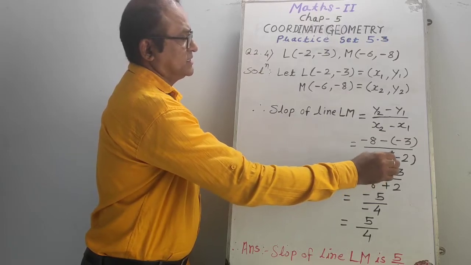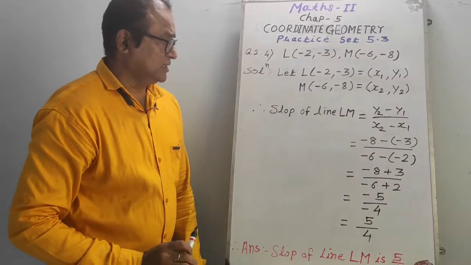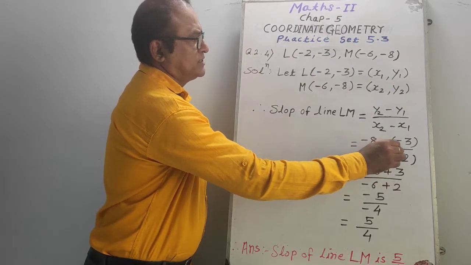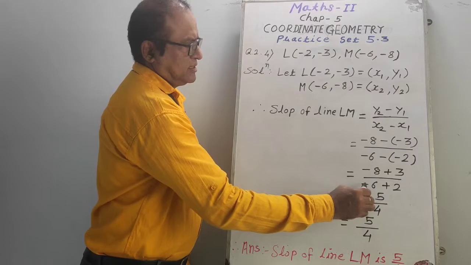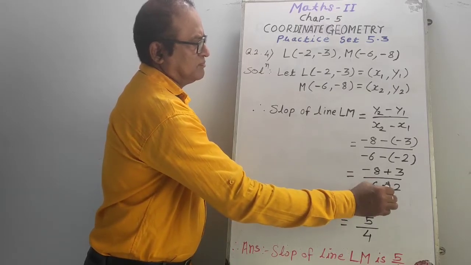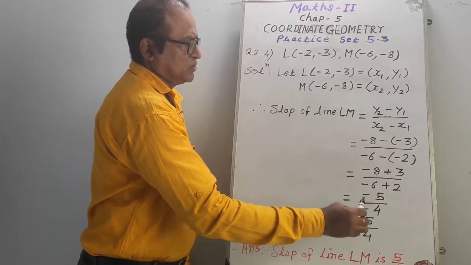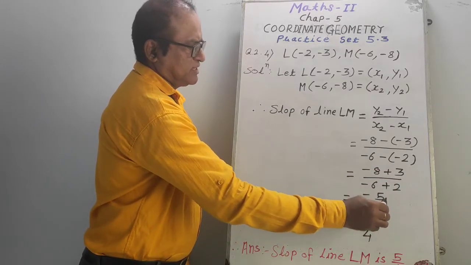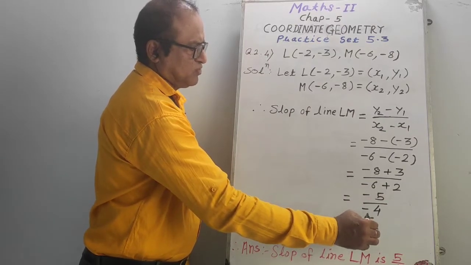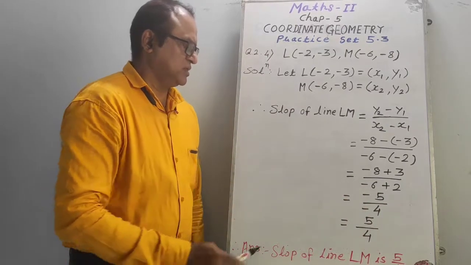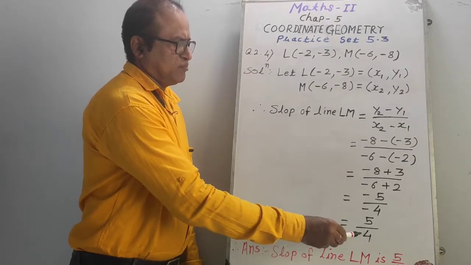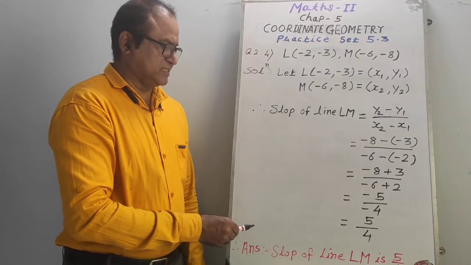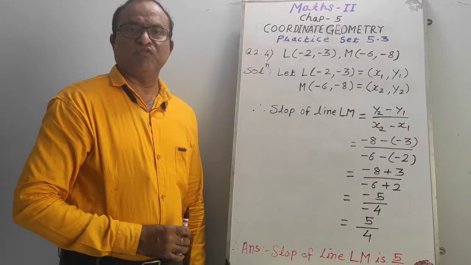Minus 6 minus (minus 2) is equal to minus 8 plus 3 upon minus 6 plus 2, which is minus 5 upon minus 4, which is equal to 5 upon 4. Therefore, the answer is: the slope of the line LM is 5 upon 4.